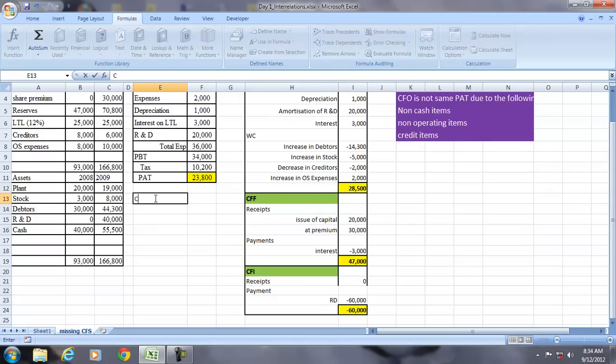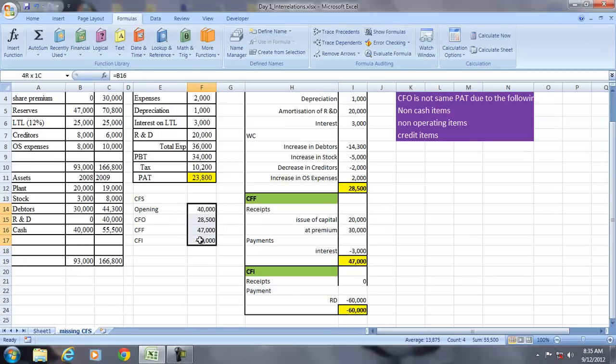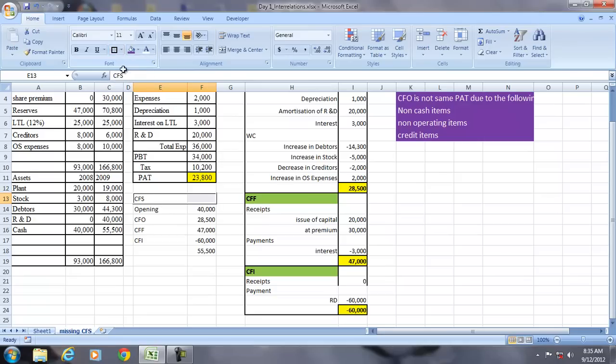So if we summarize the cash flow statement, opening cash in hand is 40,000, CFO during the period is plus 28,000, CFF of the period is plus 47,000, and CFI is negative 60,000. If you sum this up, we'll get the closing cash in hand, which should be equal to 55,500.